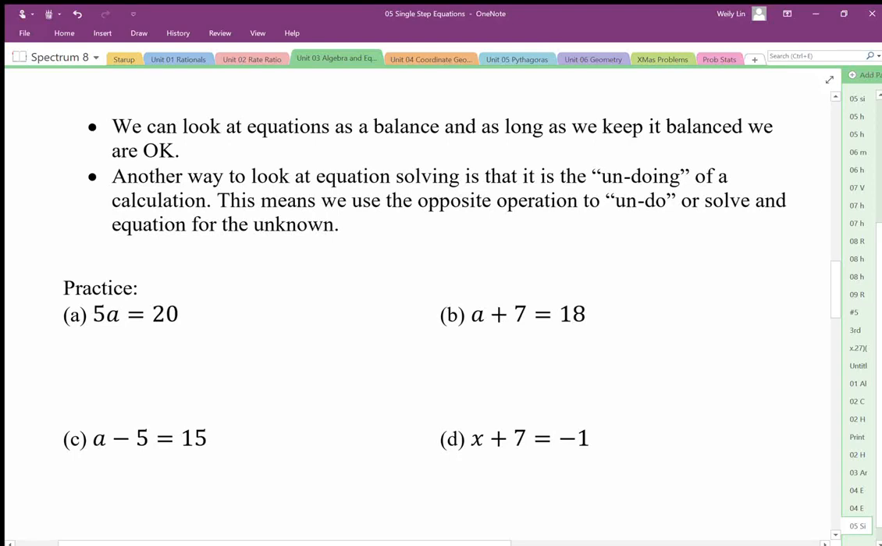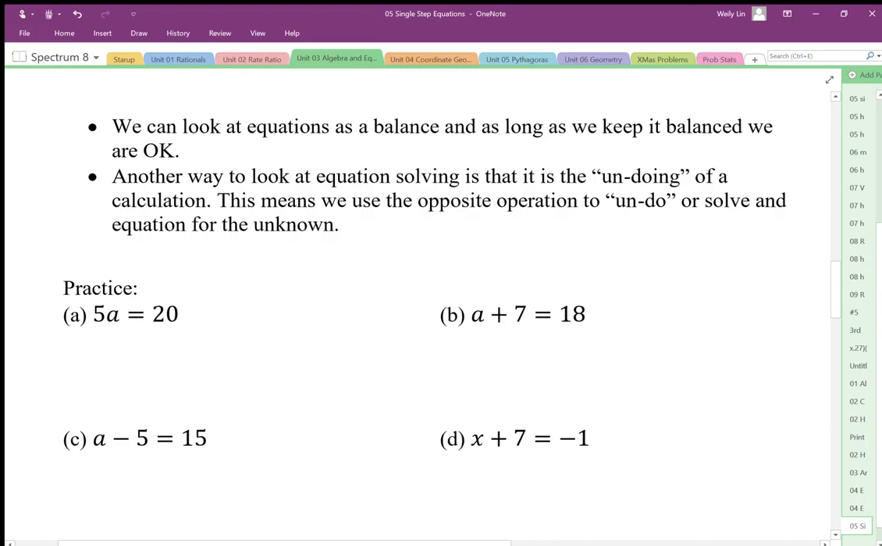So we can look at equations as a balance, and as long as we keep the equation balanced, everything's okay. The goal is, though, that we want to solve for the variable as well. So we can do whatever we want, but remember there is a goal now, not just keeping it balanced, but also solve and get the variable by itself.